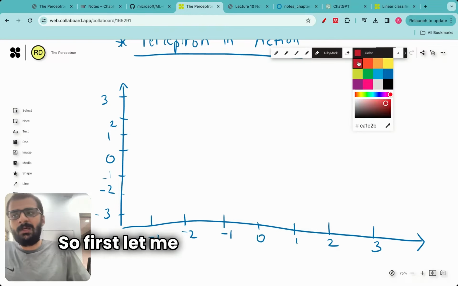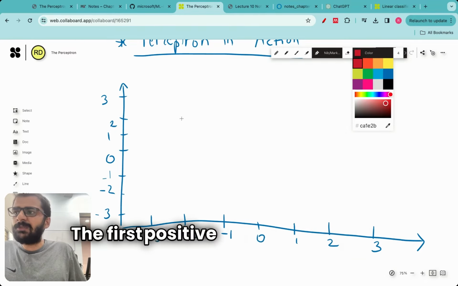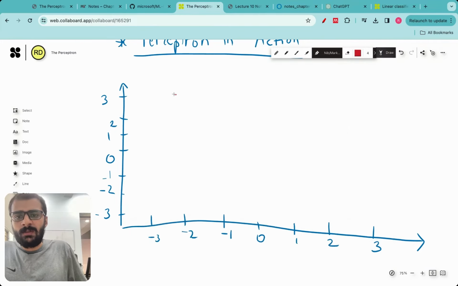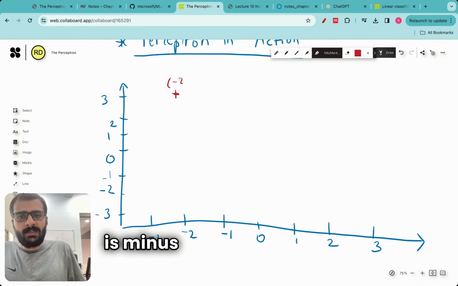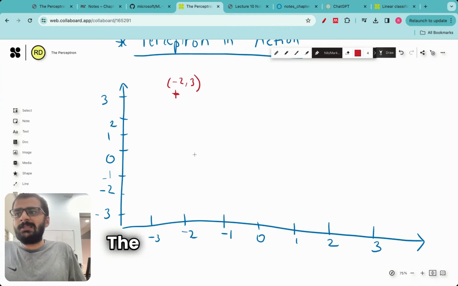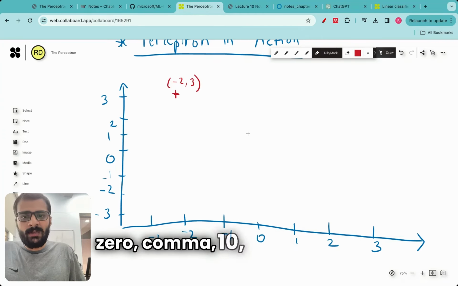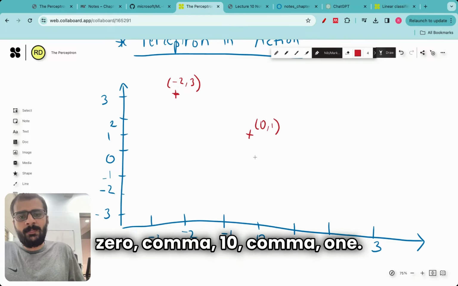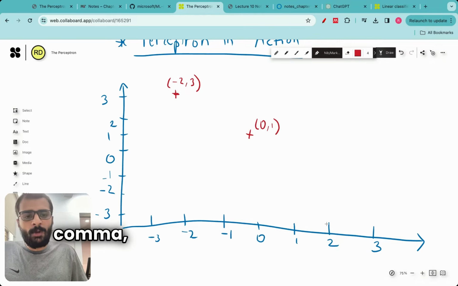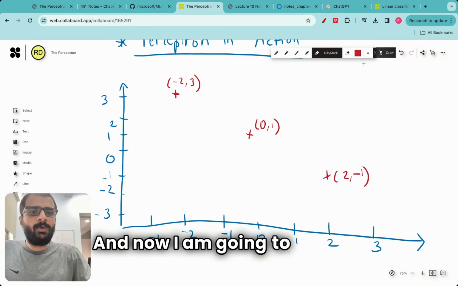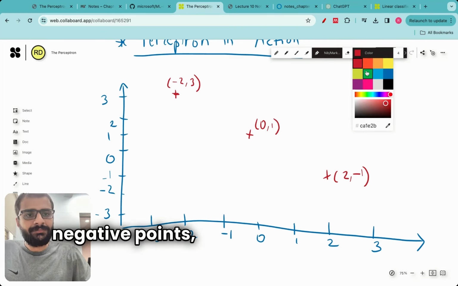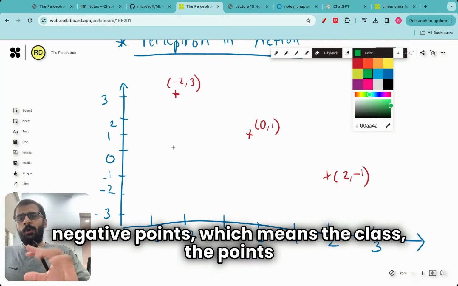So first let me draw the positive points. The first positive point is -2, comma 3. So this is positive, and this is -2, comma 3. The second positive point is 0, comma 1. And the third positive point is 2, comma -1. And now I am going to take the negative points, which means the points whose actual value is -1.